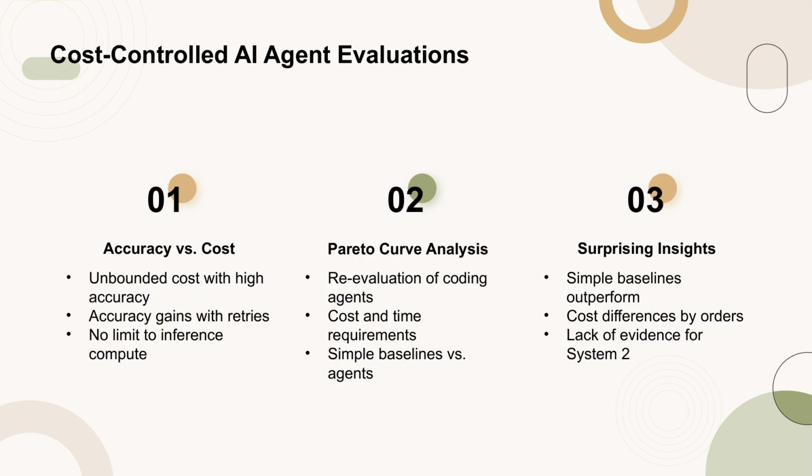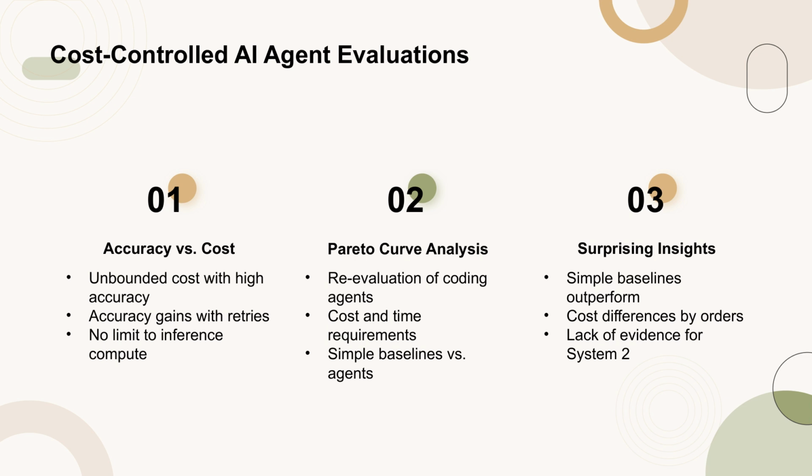In this section, we discuss the necessity of cost-controlled evaluations for AI agents. We highlight that while maximizing accuracy can lead to unbounded costs, as seen in repeated calls to language models and majority voting strategies, this approach can significantly increase accuracy but at a high computational cost. We then introduce the concept of visualizing the accuracy-cost trade-off using a Pareto curve, where we reevaluate the accuracy of several agents and compare them to simple baselines.